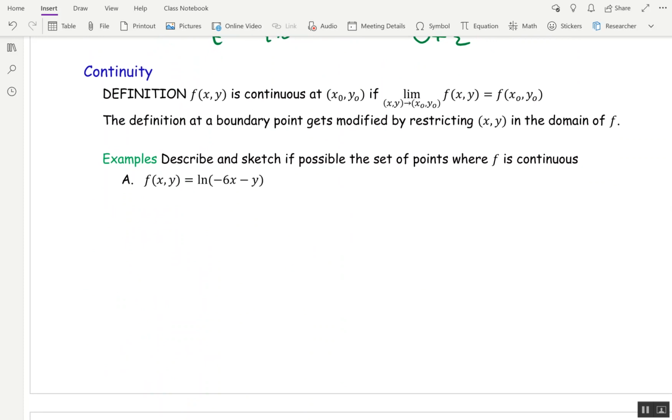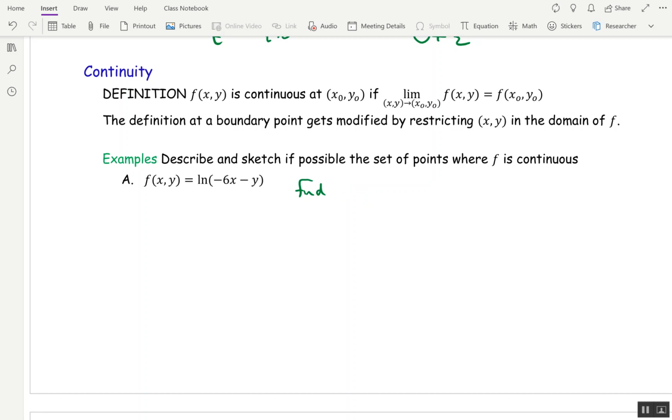Okay. The definition of continuity is the same as it is for a function of one variable. You just add an extra variable. You need the limit as you approach a point of the function to be equal to the value of the function at that point. Describe and sketch, if possible, the set of points where f is continuous. So we really just need to find the domain.